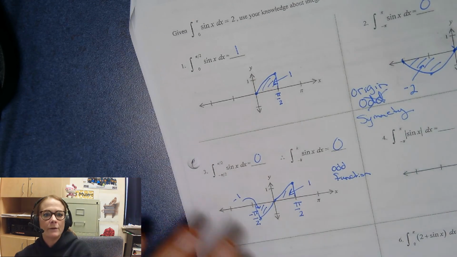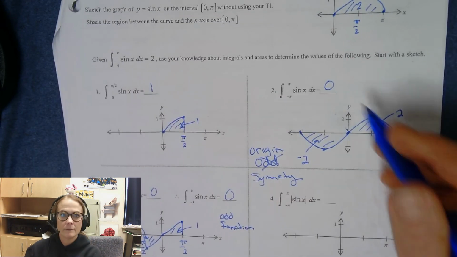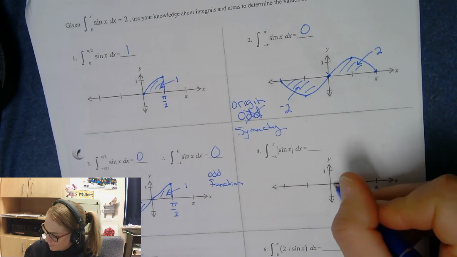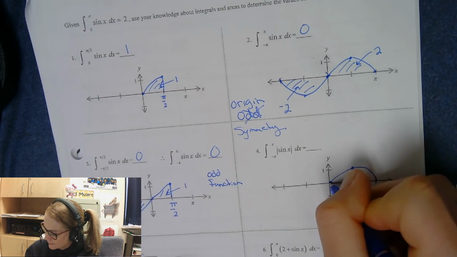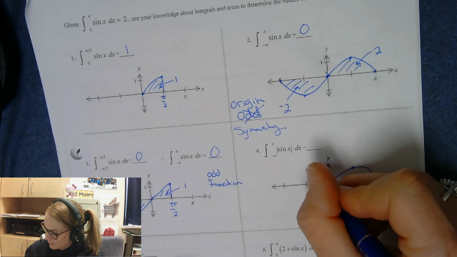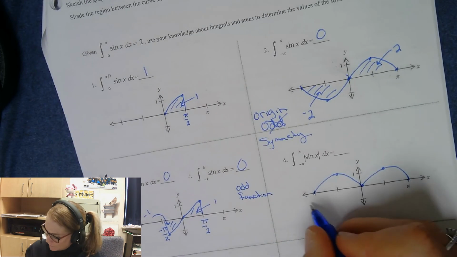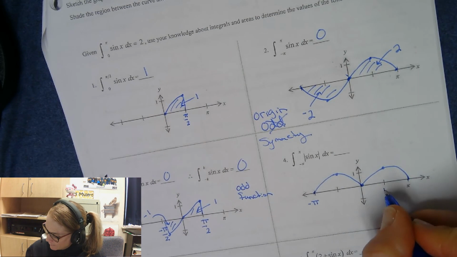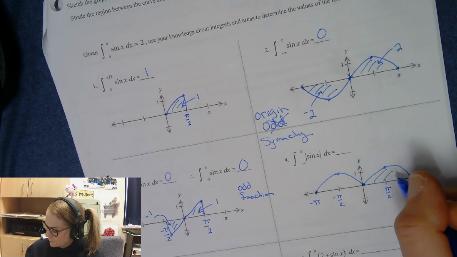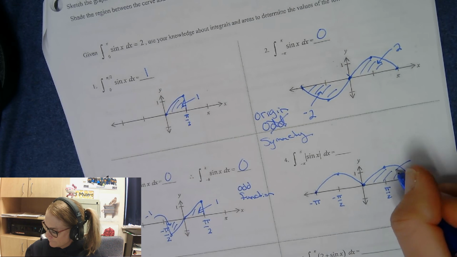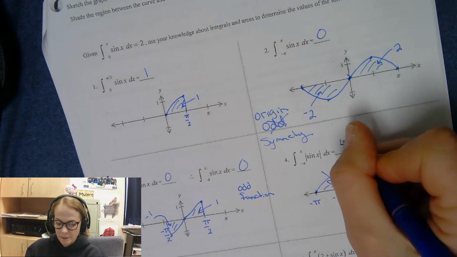Okay, so this next one here, let's do the absolute value of sine. This is where I was heading on this one. If you take the absolute value, you're going to go like this. So this negative will flip up. Negative pi over 2, negative pi over 2. So this is an area of 2, and now this is an area of 2, absolute value. So this would be 4.